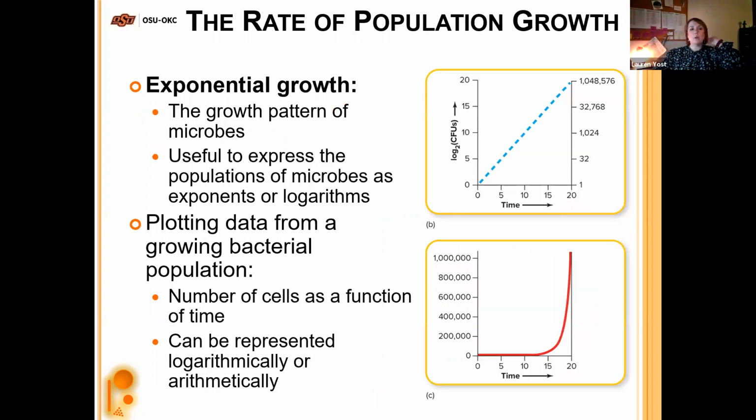So then we can get into talking about exponential growth. Essentially, that's when the numbers get higher and higher and higher, and the curve is more of a curve, like an exponential growth curve. It's a logarithmic curve. So growth pattern of microbes used to express population of microbes as exponents or logarithms. I would say logarithms is probably the most commonly used. We use log 2, log base 2, not log base 10. Normal, that's pH, is log base 10. So this is exponential growth though, still.